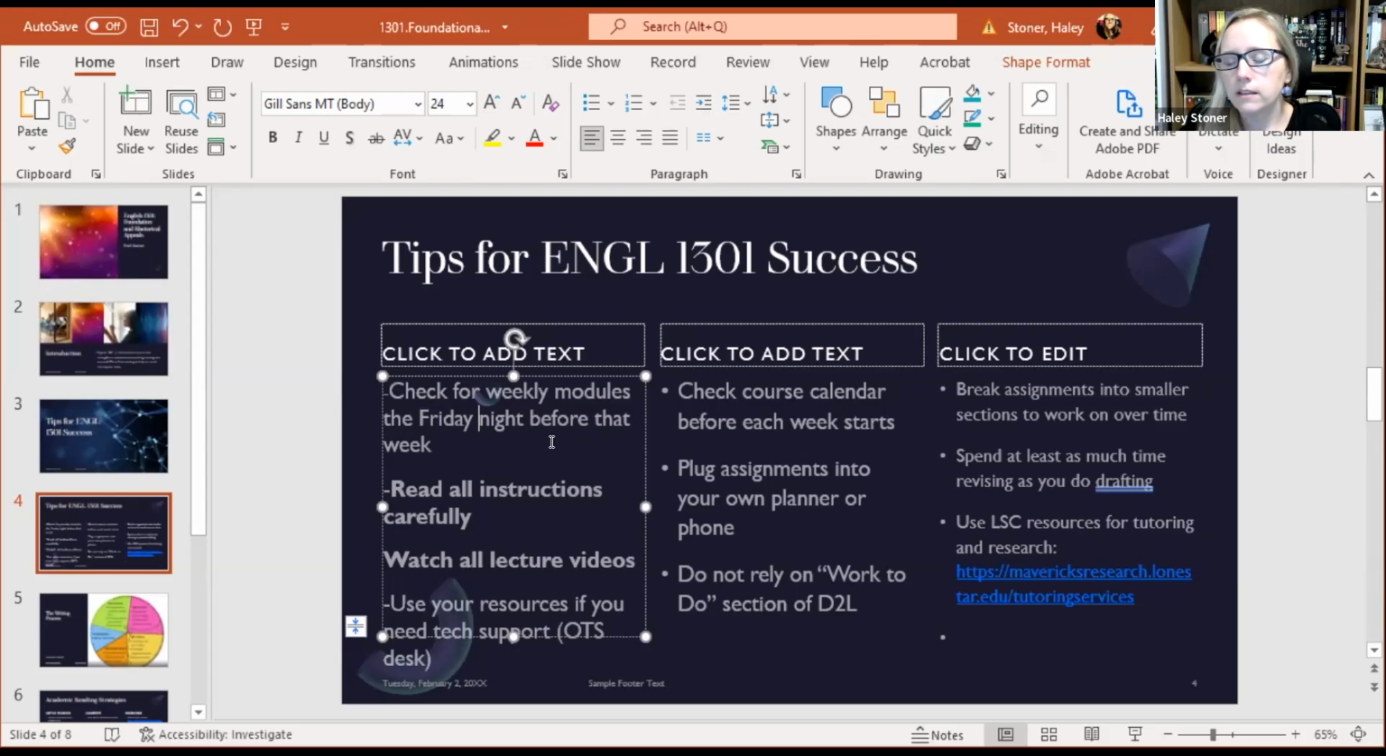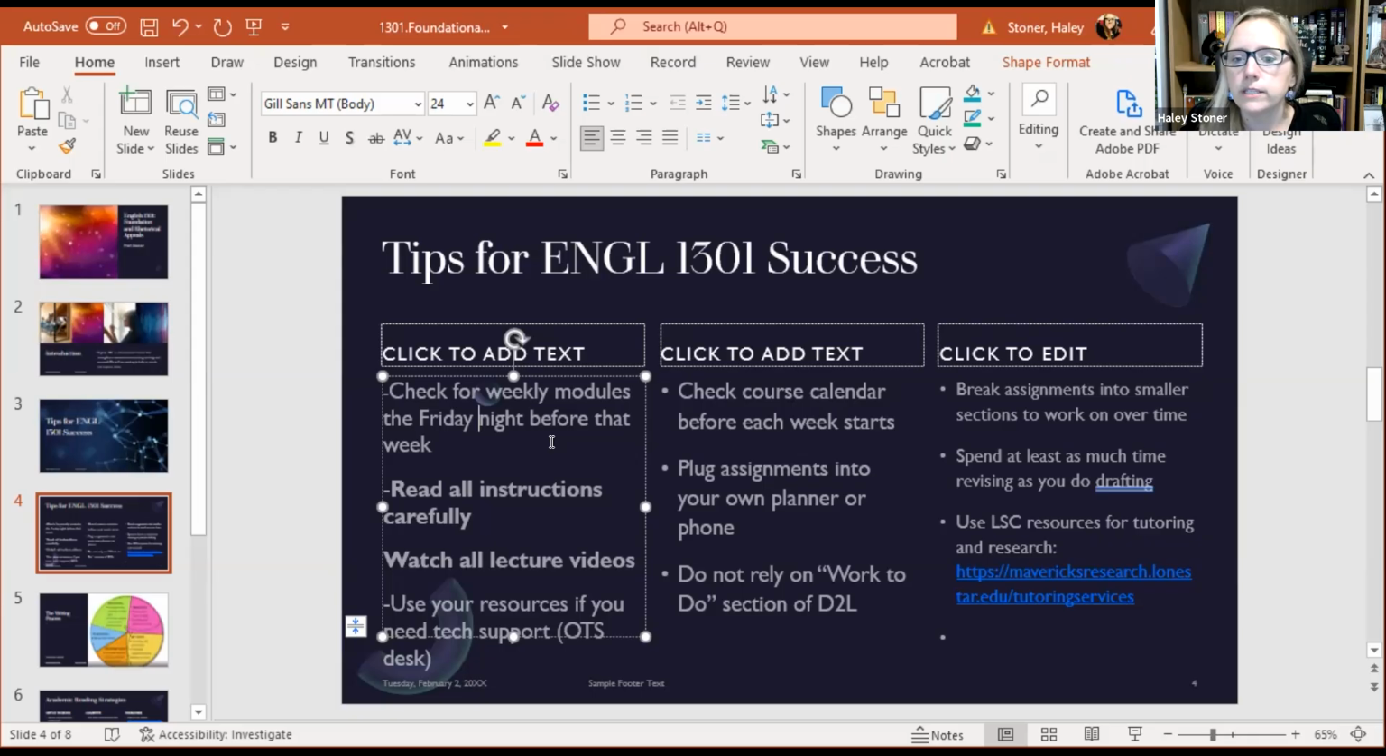Make sure to plug the assignments and the deadlines into your own planner or phone instead of relying on D2L's work to do feature. Some assignments are going to be plugged into that, so they're going to pop up, and some are not. Some assignments are just going to appear in the weekly module or in the course calendar, but they may not be linked to the work to do section of D2L. So be careful about that.